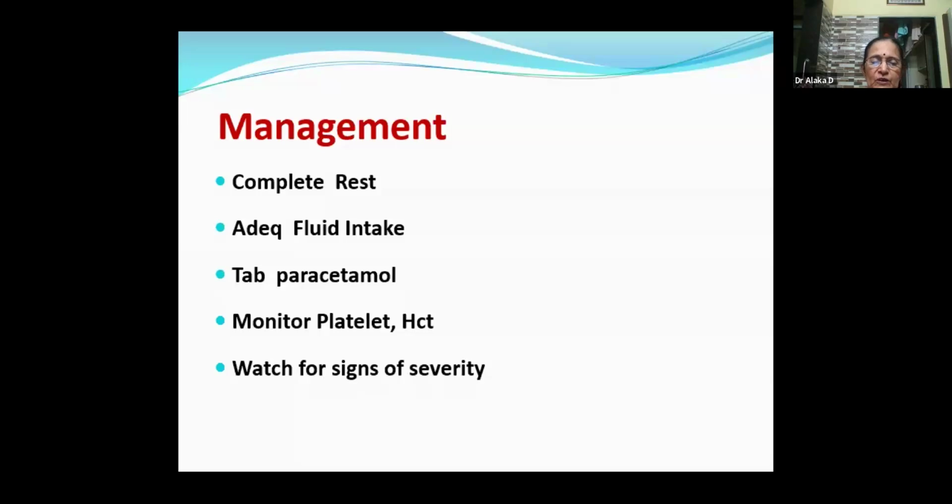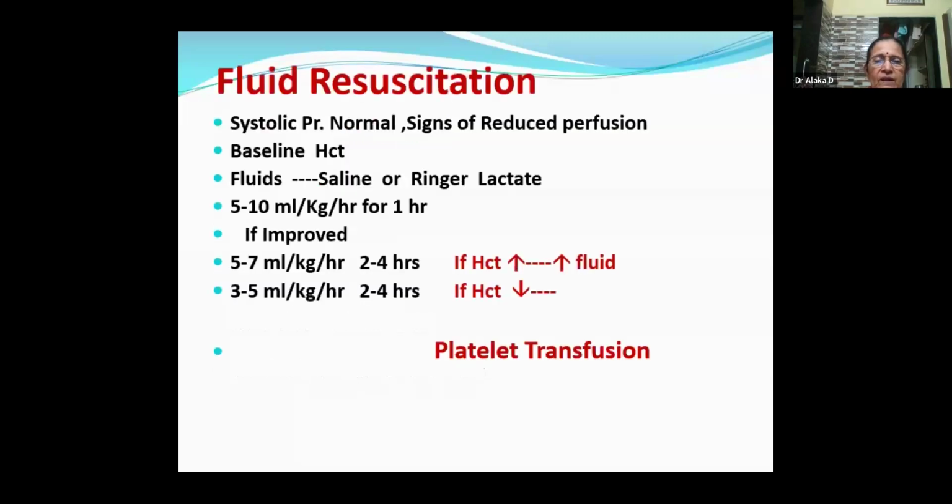What is important is to monitor platelets and hematocrit. So at least every alternate day, we must measure the platelet count and see the hematocrit. Watch for the signs of severity. If there is a sign of capillary leak, if the hematocrit is increasing, then naturally there is reduced perfusion, so we have to give fluid resuscitation. So do the baseline HCT so that we know what the hematocrit count is, and accordingly, if the hematocrit is rising, we have to give fluid.